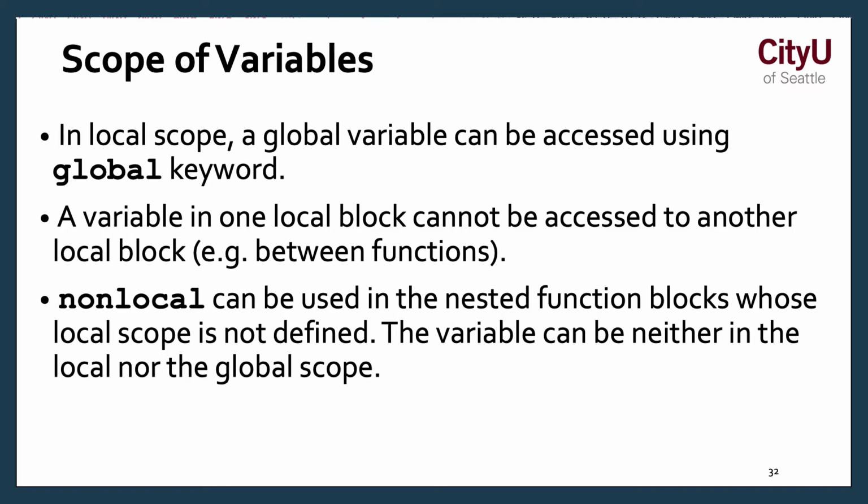Global keyword. A variable in one local block cannot be accessed in another local block. For example, you have two functions, right? A function has a variable of name, and then in the other function, you are trying to call that other variable. It would not work. You can, yes, use the same variable name, but again, it would have different values. It will not inherit or pass down that information. Okay, for nonlocal, it can be used in nested function blocks whose local scope is not defined.